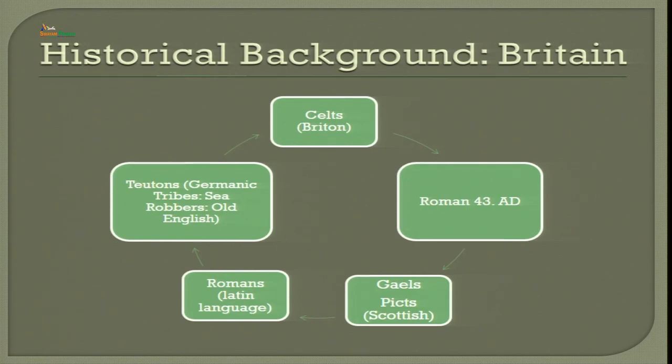When it happened, initially it was the Celts, Britons, who were actually moved by the Romans in 43 AD. Then Gaels, Picts, Scottish, then further Romans, and the Latin language was influenced. Then further they were attacked by Teutons, tribes, sea robbers known as Angles, Saxons, and you can say Normans. So these Teutonic tribes annexed this place, those Germanic tribes. Now I would like to explain each and everything on this particular slide, where you would understand how the whole thing began.